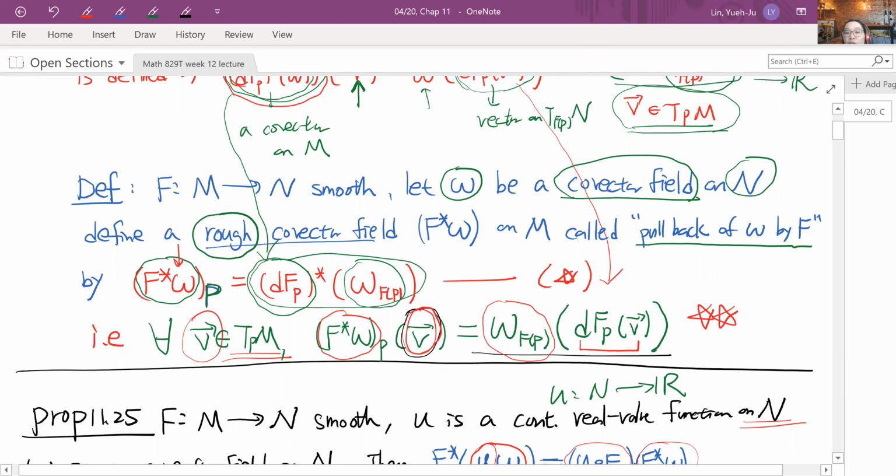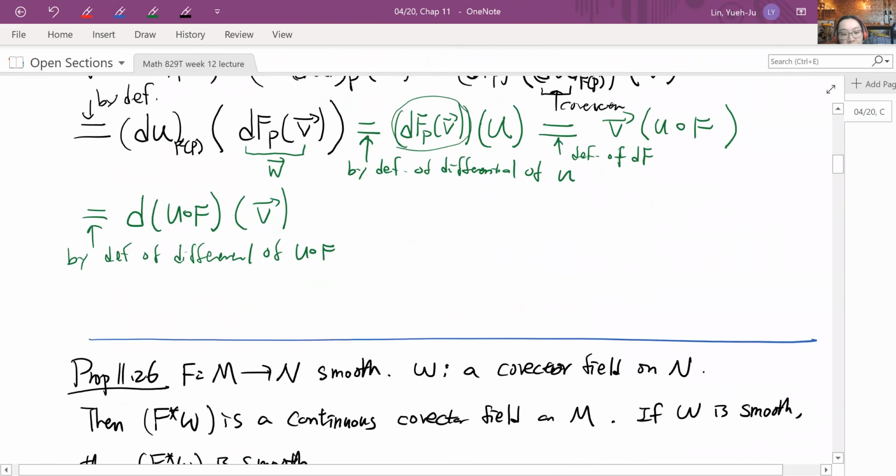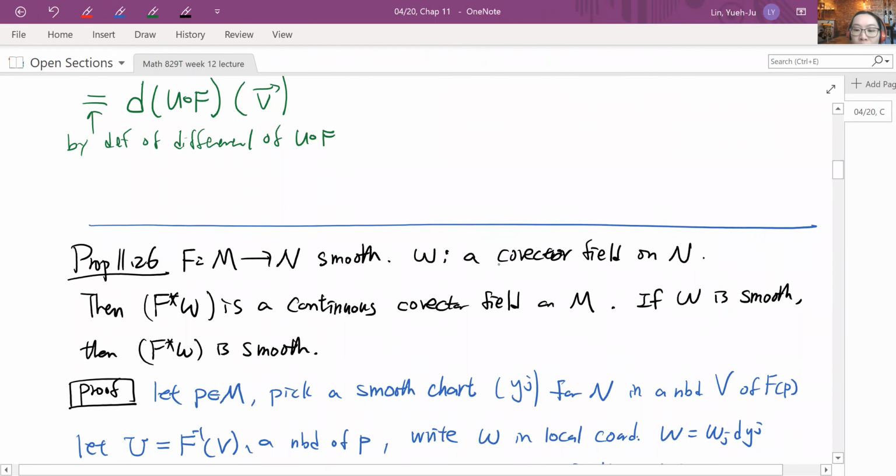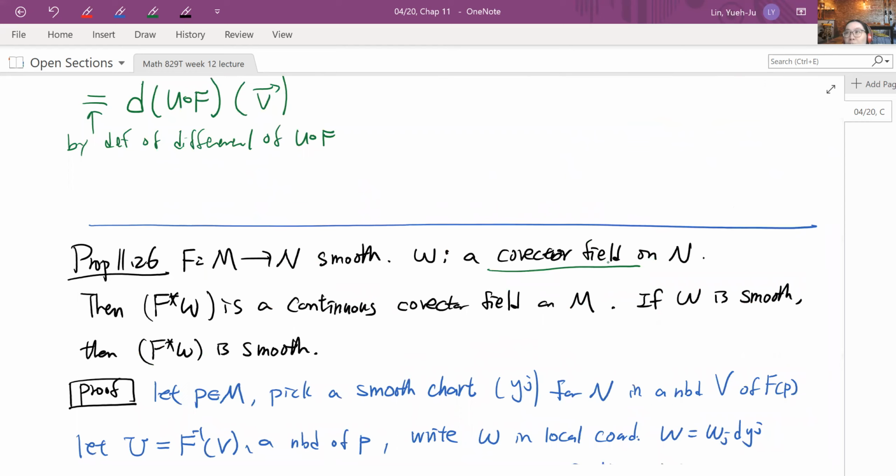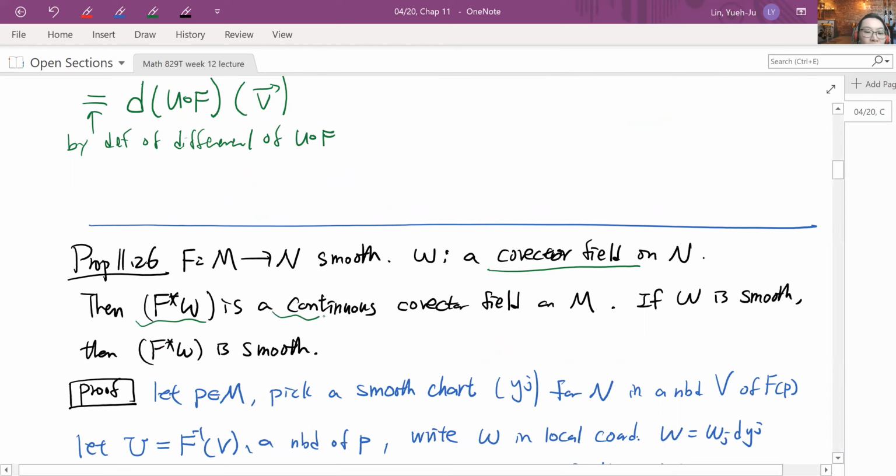And as you can imagine, the smoothness should depend on whether the covector field you pull back is smooth or not, whether W is smooth or not. So the following proposition confirms that. When we say covector field, if we don't say anything else, we actually mean at least a continuous covector field. So when you pull back a continuous covector field, it will be a continuous covector field, right? So F star W is continuous.